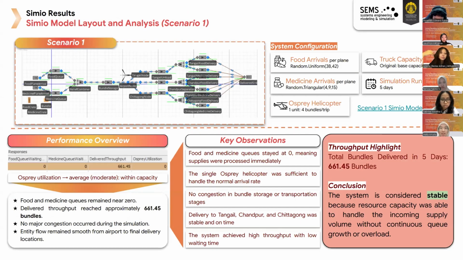This slide presents the simulation result for scenario 1, which represents the baseline operating conditions. The results show that both food and medicine queues remain near zero throughout the simulation, and the single Osprey helicopter was able to handle the incoming demand and no major congestion occurred. Overall, the system remains stable with sufficient resource capacity to maintain a smooth and continuous relief distribution process. Next.